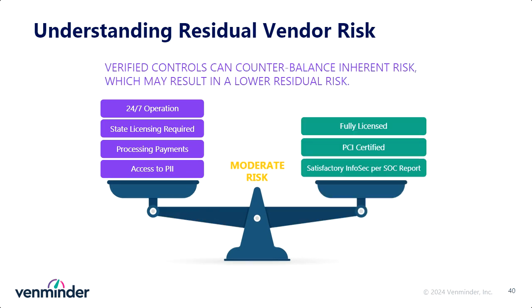Now you can see that this inherent risk is balanced with those mitigating controls on the opposite side. That state licensing requirement is mitigated by ensuring that the vendor is fully licensed. And that risk that occurs from payment processing would be mitigated by ensuring that the vendor is PCI certified. As those mitigating controls are applied and verified by evidence that you collect from the vendor, that inherent risk is lowered to a moderate level.